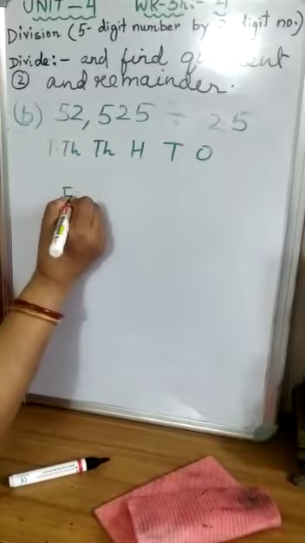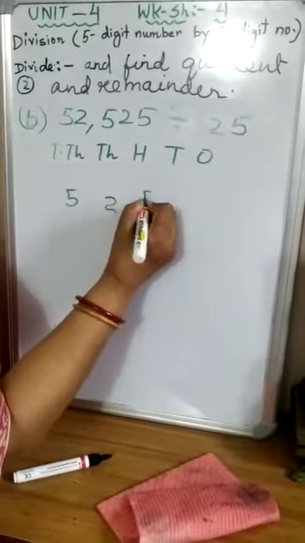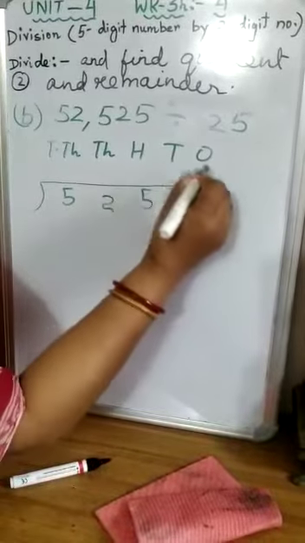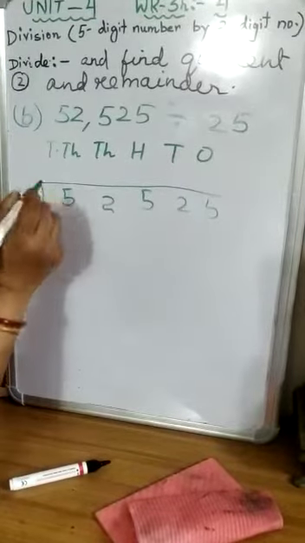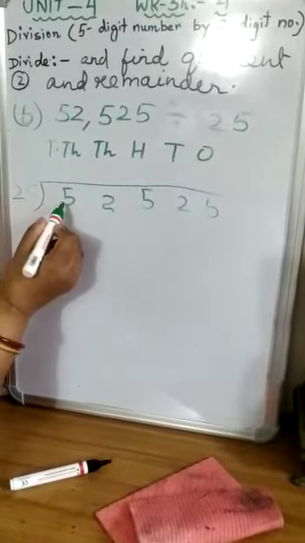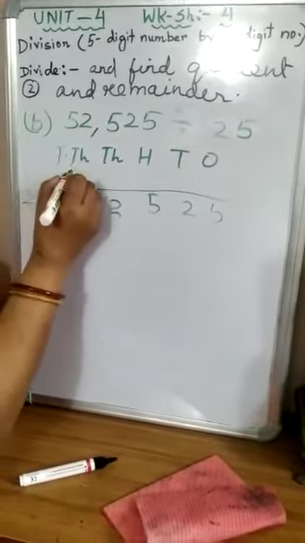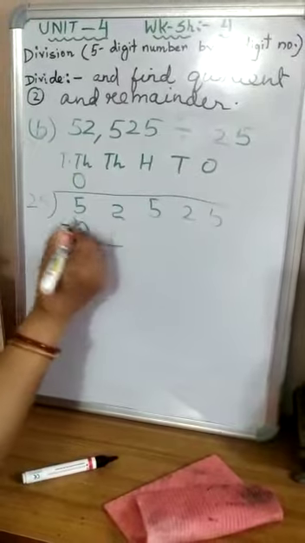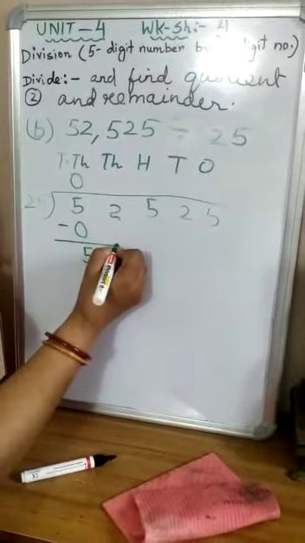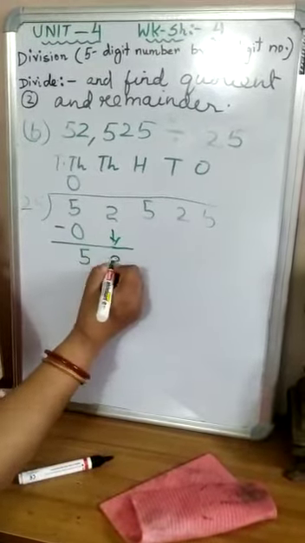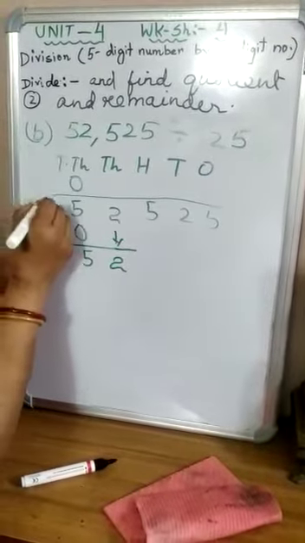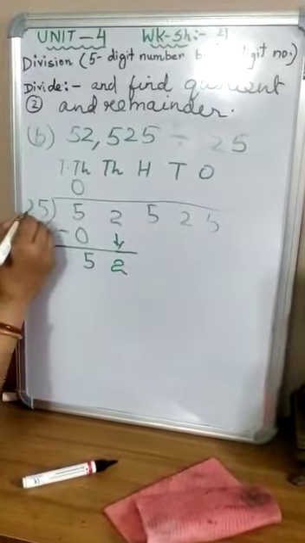So I will insert this dividend 52,525. It will be divided by what? 25. So I will start from the 10,000. It is 5. 5 is less than 25. So I will multiply with 0. 0 times 25 is 0. So 5 minus 0 is 5. Now I will put down this 2 along with 5. It will become 52. 52 is more than 25. So I will start the multiplication table of 25.